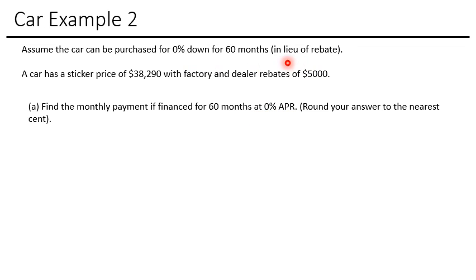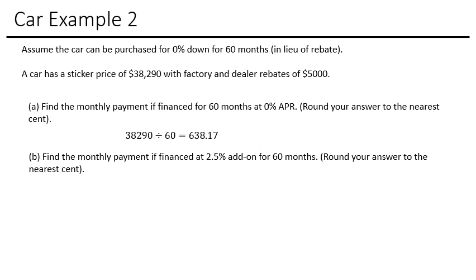Now, 0 APR means that you are not going to take this rebate. So you are taking this amount right here, the 38,290, and you are just going to divide it by 60. That is going to be your monthly payment. So part A is not that bad at all. 38,290 divided by 60, rounded to the nearest cent, gives you 638.17. So that's your monthly payment, $638.17.